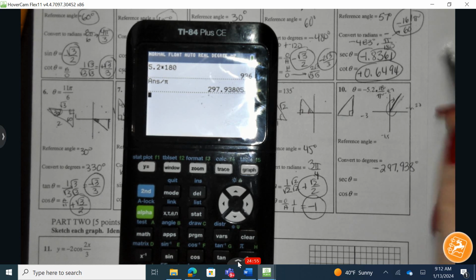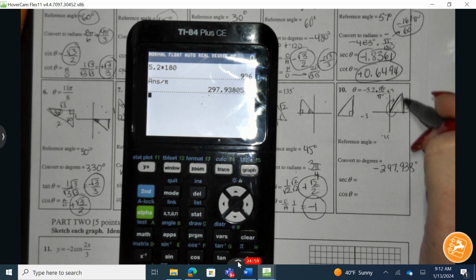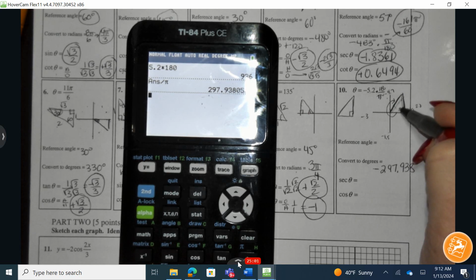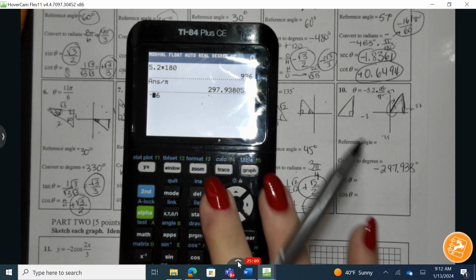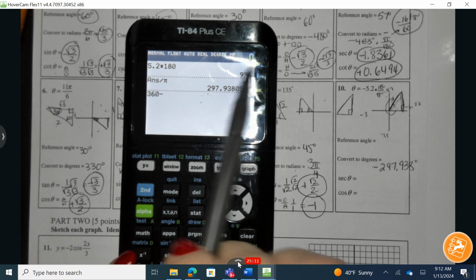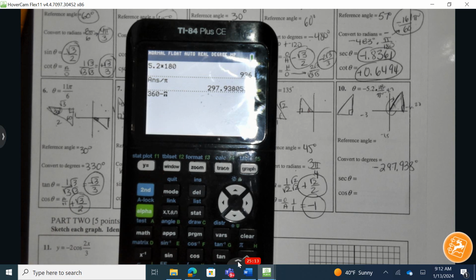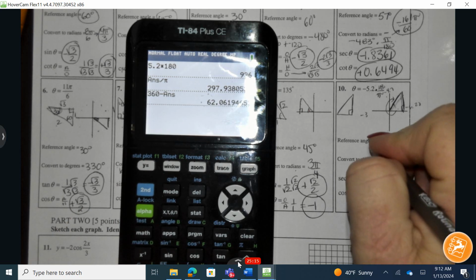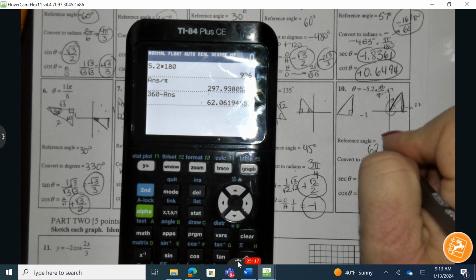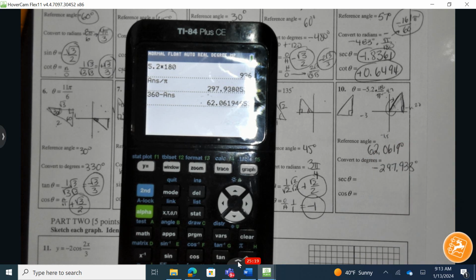Okay, so how does that help me? Because I know 1 revolution is 360, and when I create this triangle, this has this additional measurement added to it, and this has to add up to 360. So I'm going to take 360 and subtract this exact number, and this tells me my reference angle, 62.0619. That is my reference angle.